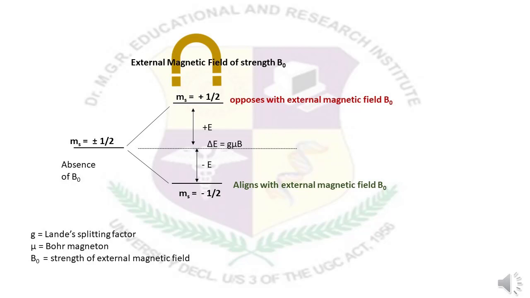But what happens is, after passing the external magnetic field, ms equal to minus half is changed to ms equal to plus half, which means the electrons go to the higher energy state, and the spin is also opposed to that of the previous one. So the degeneracy of the states is lifted here, and the energy difference between them is given as delta E, which is equal to g mu B, where g is the Landé splitting factor, or the proportionality factor, mu is the Bohr magneton, and capital B naught is the strength of the external magnetic field we apply here.